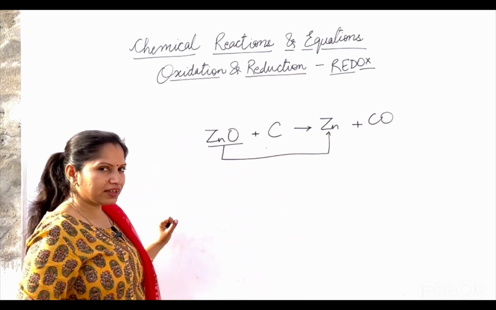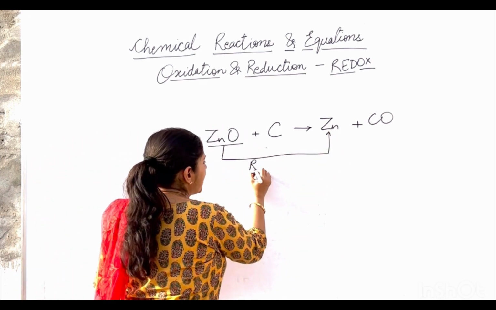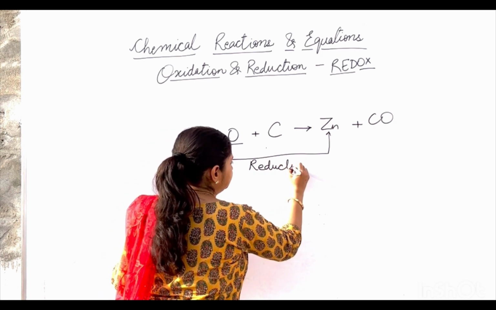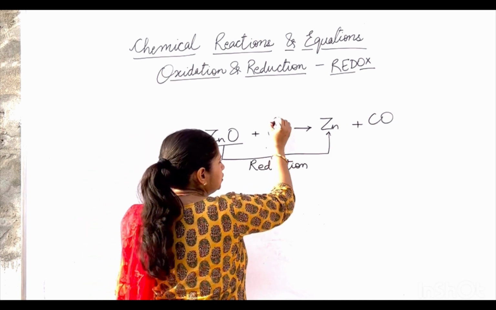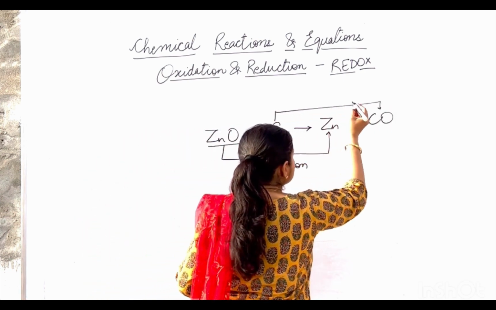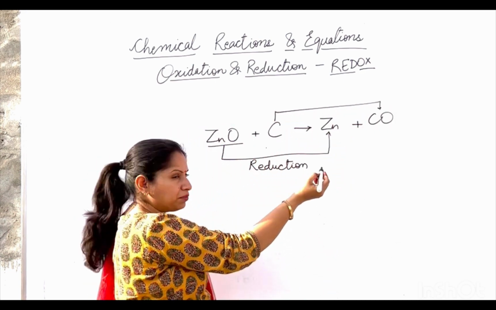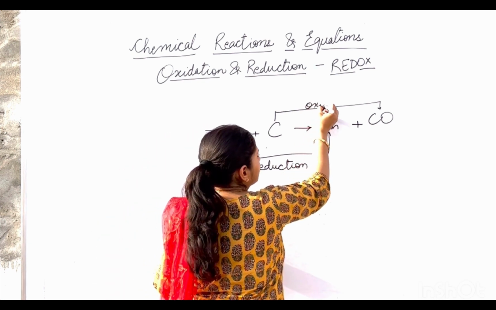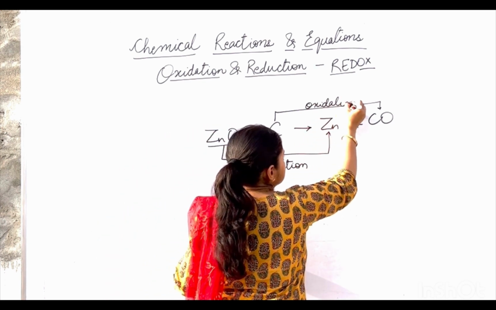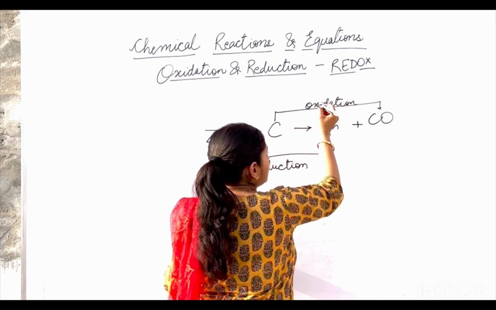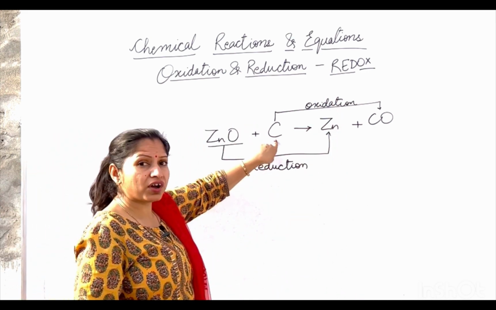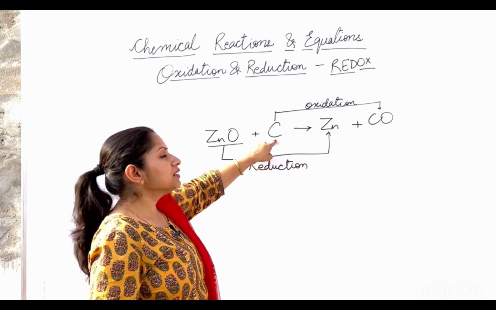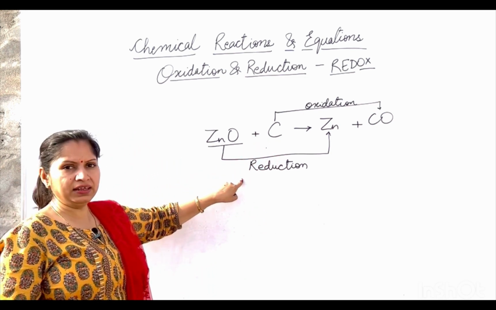So I hope you can guess that this is reduction. And carbon is adding up oxygen. So there is oxidation of carbon to form carbon monoxide. There is an oxidation process. Apart from that, since there is oxidation of carbon, it means it is a reducing agent.